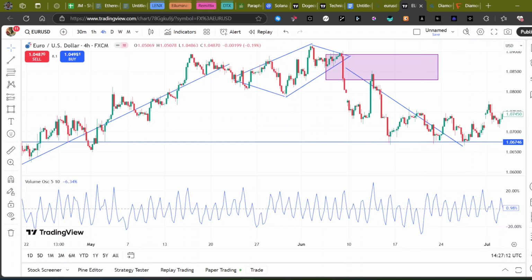Then for the best practice, use multiple confirmations before entering a trade. The more signals aligning with the diamond pattern, the stronger the setup. All right. So that is a wrap, traders. Now you know exactly how to identify, confirm, and trade the diamond pattern like a pro.